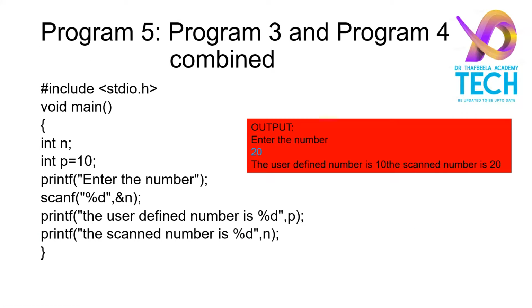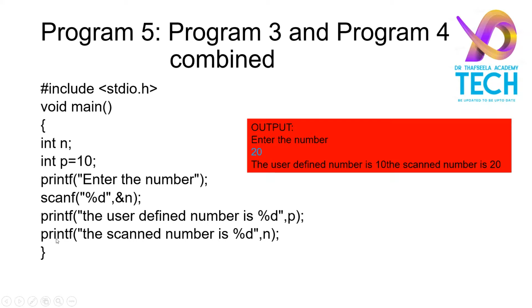Now in program 5, we are going to combine program 3 and program 4. So we mention int n followed by int p equal to 10. Now we will say printf enter the number. Then scanf, we are accepting that number. Now we mention printf the user defined number is %d, p, which means when the compiler runs, it has to give the output 10.